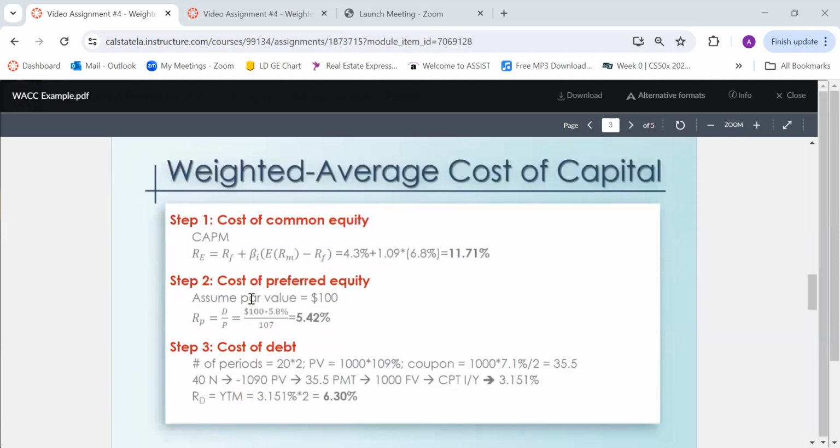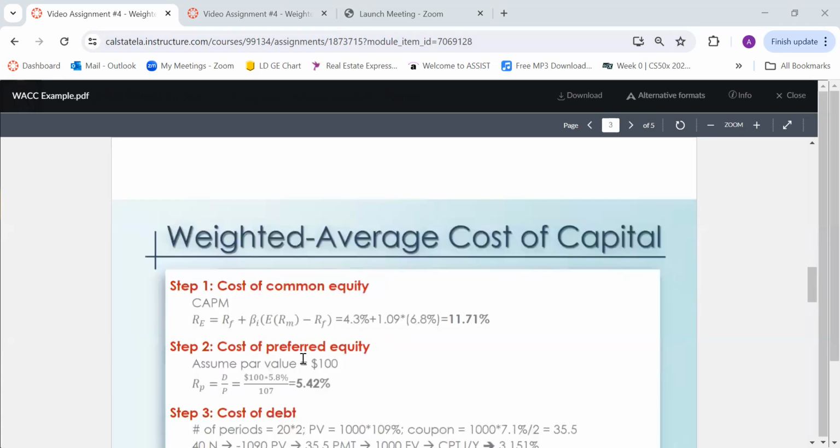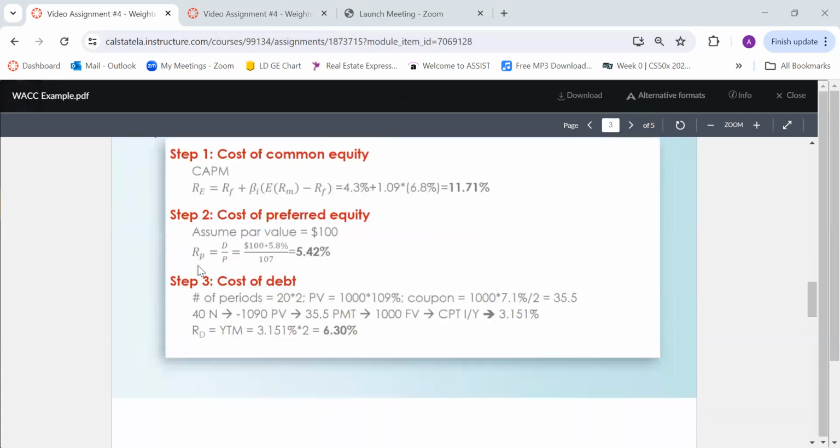The next step is to calculate the cost of preferred equity, and that is the same equation that we have for perpetuity. So we're going to assume the $100 par value. Here, the equation reads preferred stock cost equals dividends over price. So we have 100 multiplied by the 5.8% over 107 equals 5.42%.